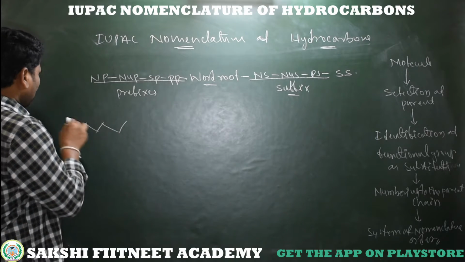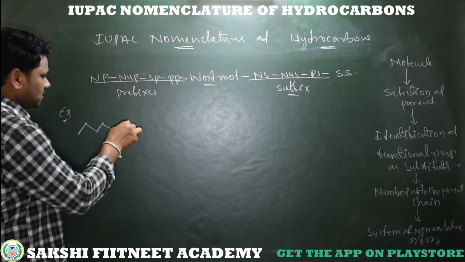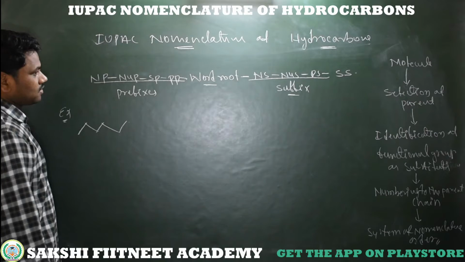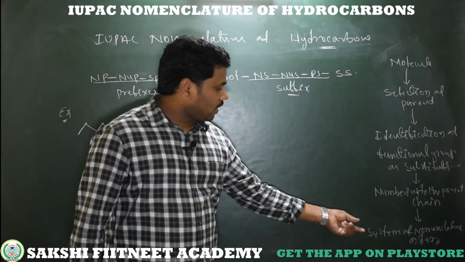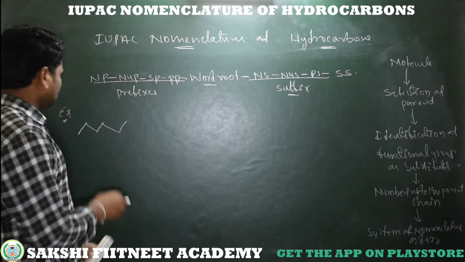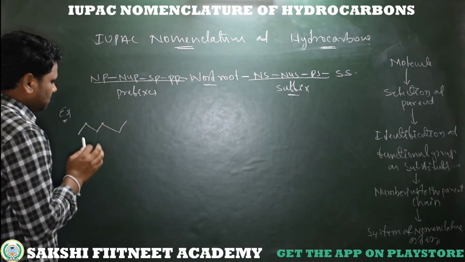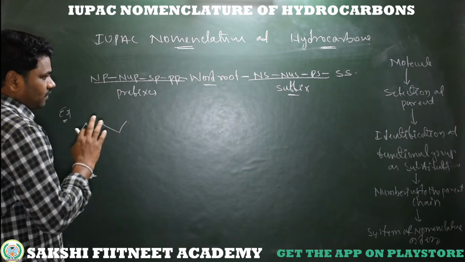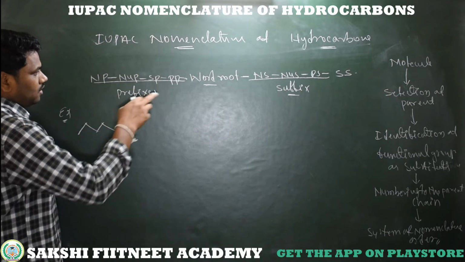See here, this is an example compound having 1 2 3 4 5 6 carbons. This is a basic order. Then finally we need to follow these elements. See, selection of parent chain. Here 1 2 3 4 5 6, we have only one linear chain, that becomes the parent chain. There are no functional groups, nothing. So directly we can write the name.